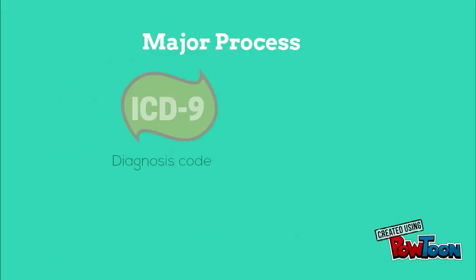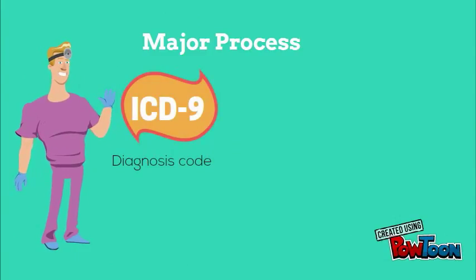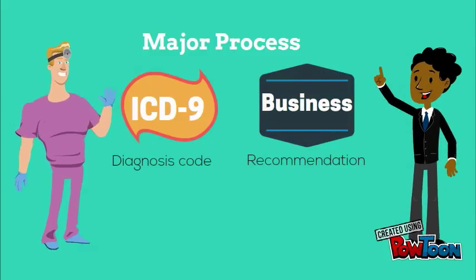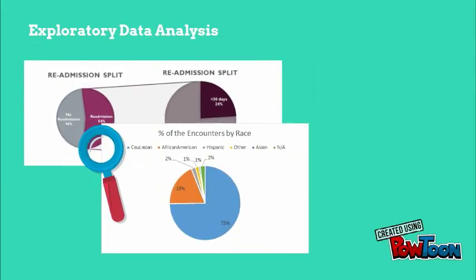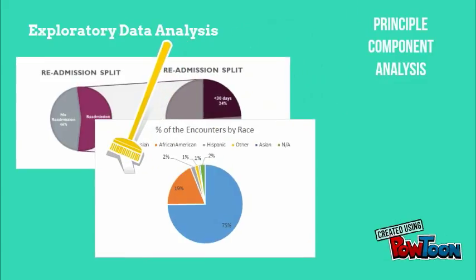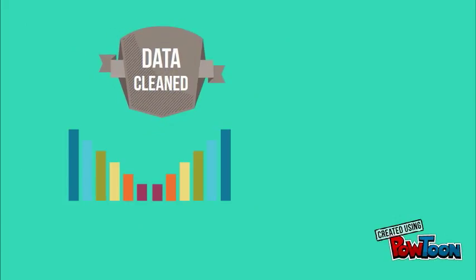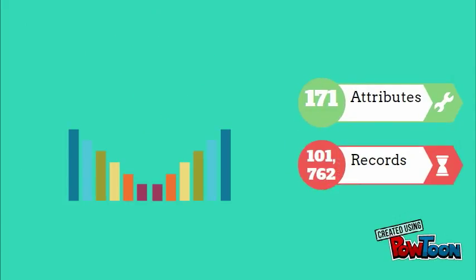Another major process was to combine the diagnosis codes based on ICD-9 codes so as to render consumable business recommendations. The exploratory data analysis identified collinearity among the variables. We hence use principal component analysis to overcome it. Boom! Our final data set to build models was ready: 171 attributes, 101,762 visits to explore and predict readmission.